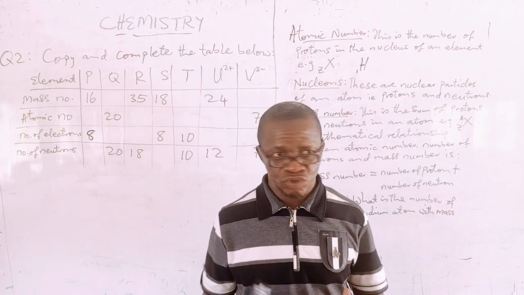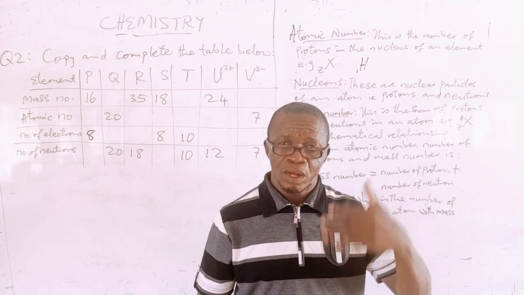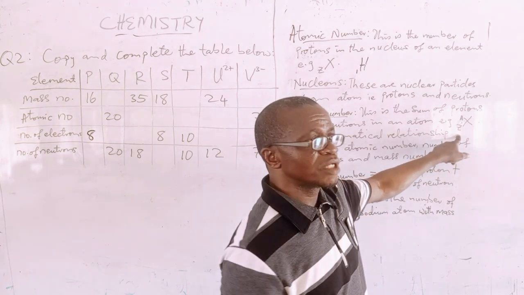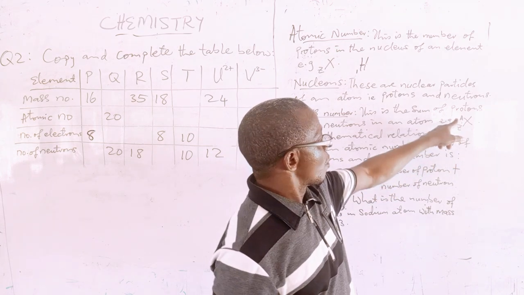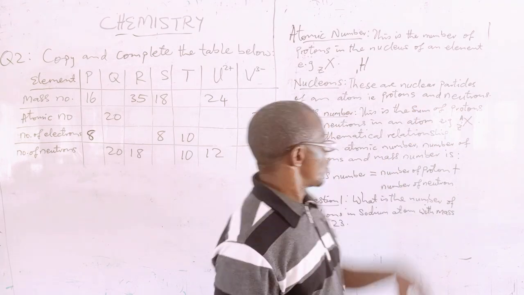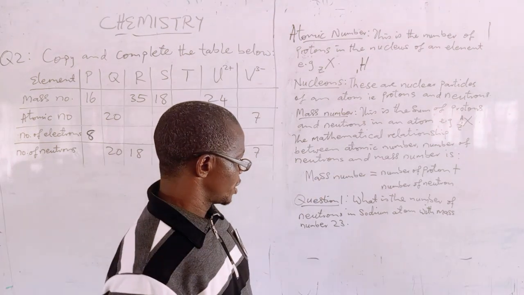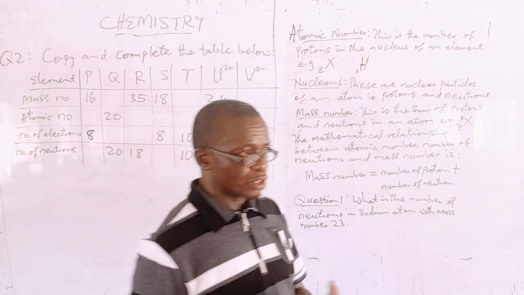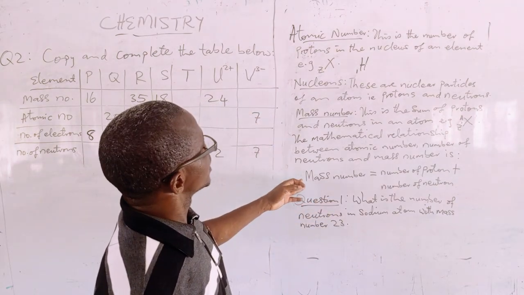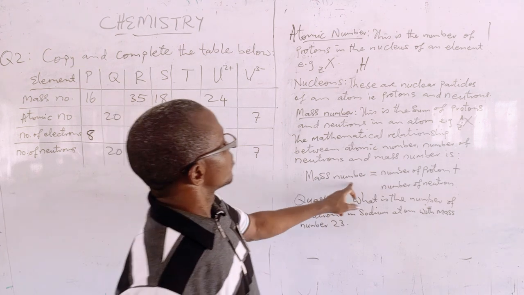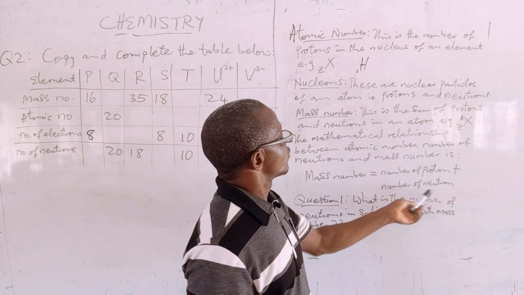Don't get confused between the atomic number and the mass. The one down is the atomic number, which is also known as the number of protons, while the one up is the mass. Okay, now the mathematical relationship between the three particles, proton, mass, and neutron, is represented as follows. Mass number equals number of protons plus number of neutrons.